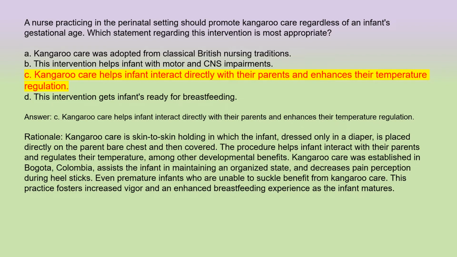Among other developmental benefits, kangaroo care, established in Bogotá, Colombia, assists the infant in maintaining an organized state, and decreases pain perception during heel sticks. Even premature infants who are unable to suckle benefit from kangaroo care. This practice fosters increased vigor and an enhanced breastfeeding experience as the infant matures.